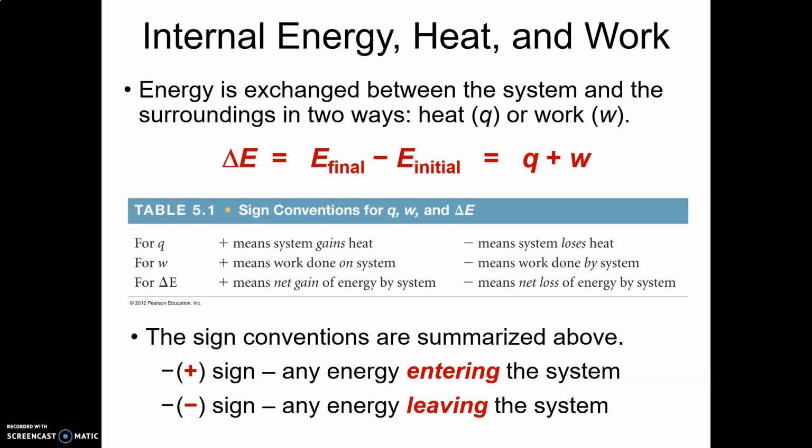And then depending upon the numerical values of these two things and the potential of having different signs, delta E could be positive or negative. Now, if Q and W are both positive, delta E is automatically positive, right? If Q and W are both negative, then delta E is automatically negative. But when they differ in signs, you have to look at their numerical values to actually figure out what delta E is going to be.